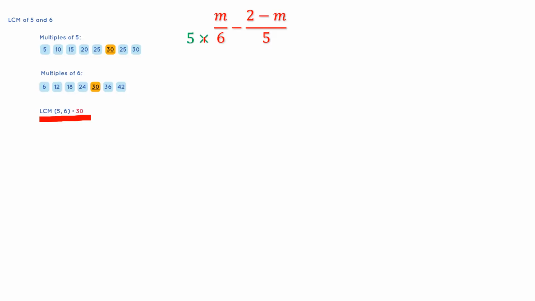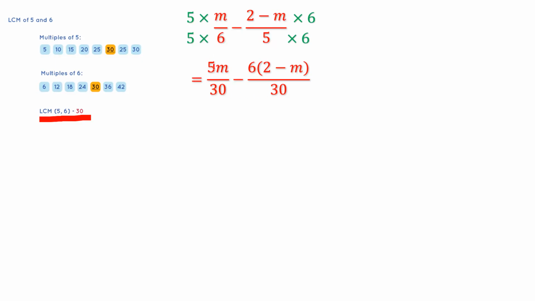Whatever we do to the bottom, we must do to the top. So we multiply 5 by m. Now, what times 5 is 30? Well, 5 times 6 is 30. So whatever we do to the bottom, we must do to the top. So we multiply 6 by the top as well. So we have the same denominator.